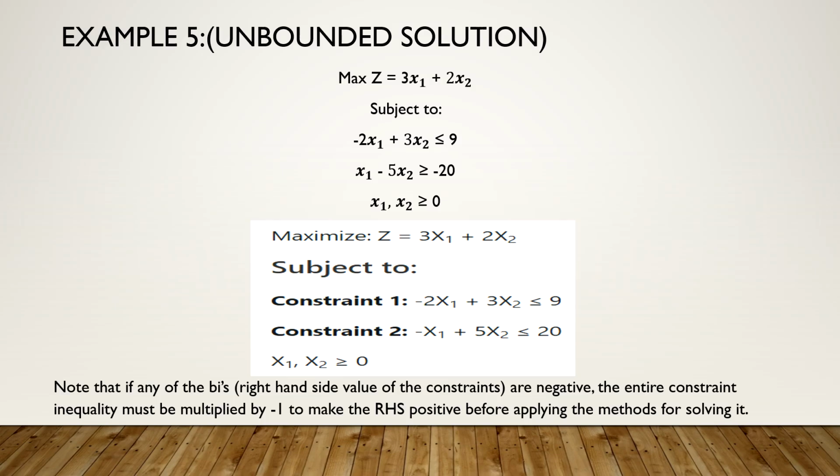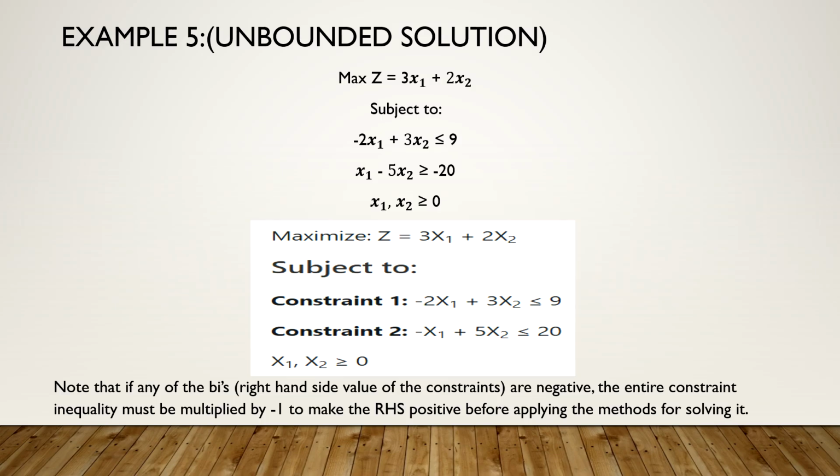So the next type of special case is the unbounded solution. Maximize z equal to 3x1 plus 2x2 subject to minus 2x1 plus 3x2 less than or equal to 9, x1 minus 5x2 greater than or equal to minus 20, x1, x2 greater than or equal to 0. Now it's the same problem. The second constraint has a negative value on the right hand side. It is okay. You can have negative.